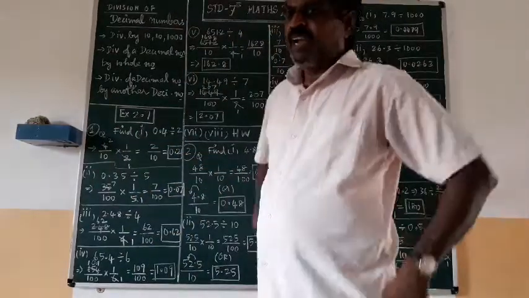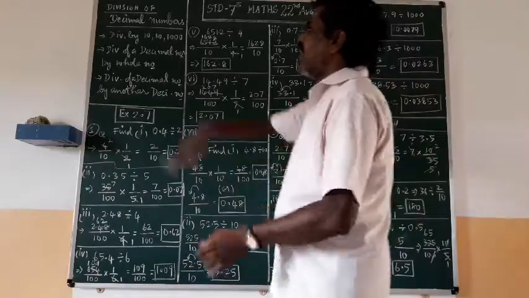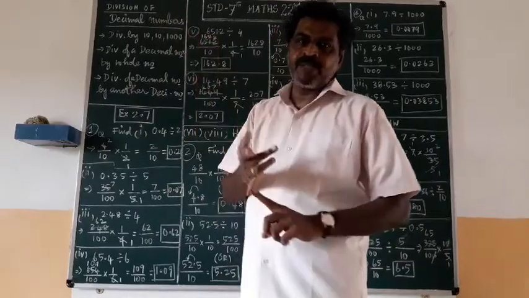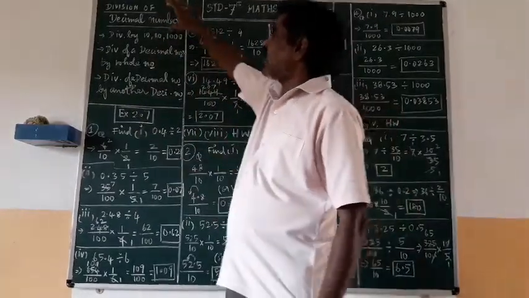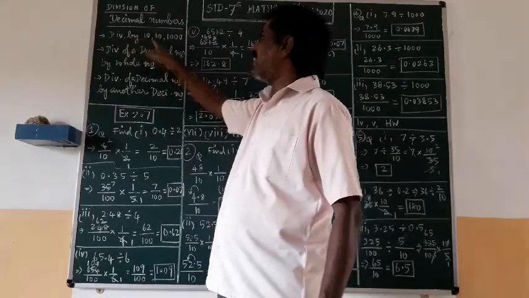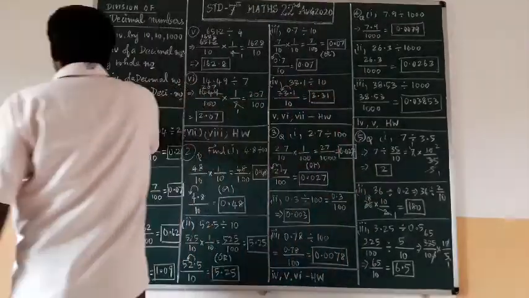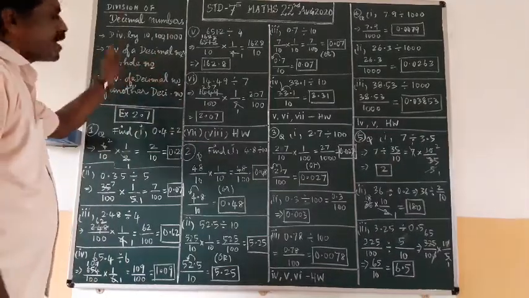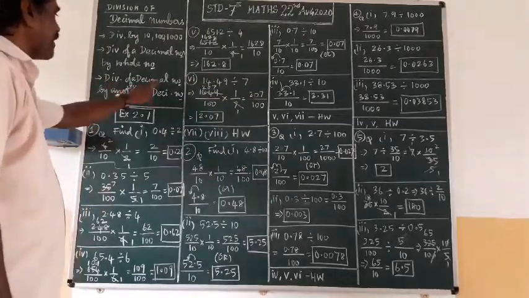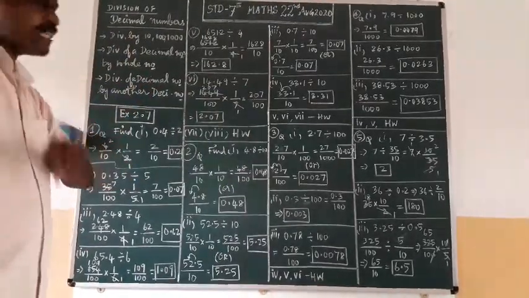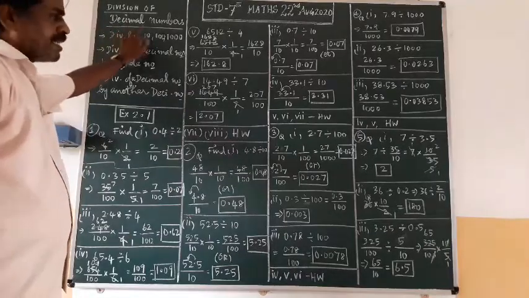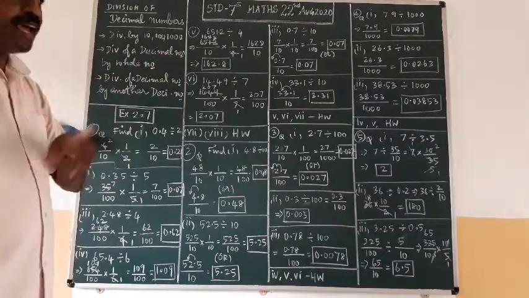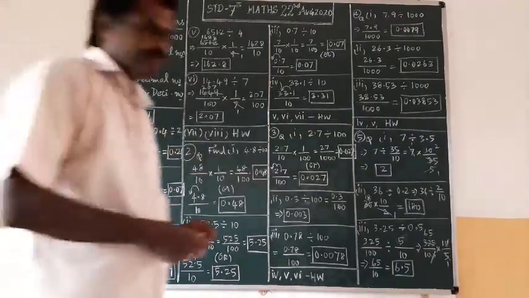2.6 exercise. The next topic in our chapter is division of decimal numbers. You already know decimal numbers, and you also know division. In this topic we are going to see division by 10, 100 and 1000 multiples, division of a decimal number by a whole number, and division of a decimal number by another decimal number.